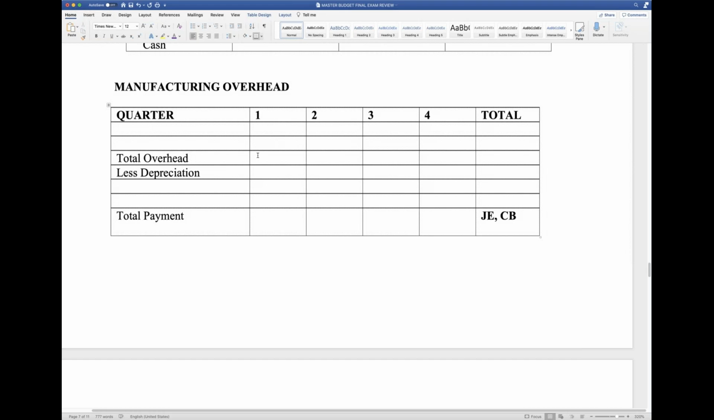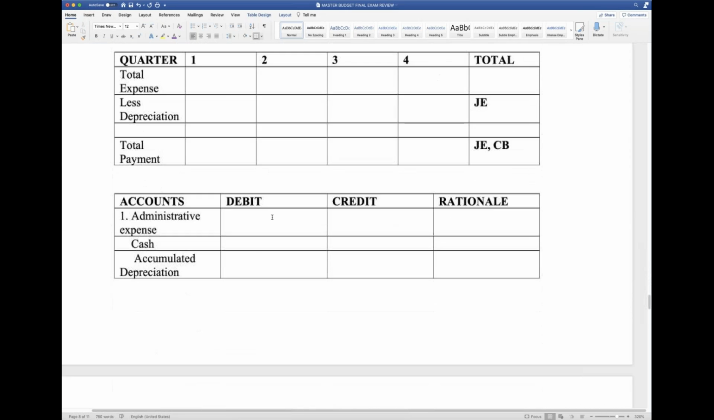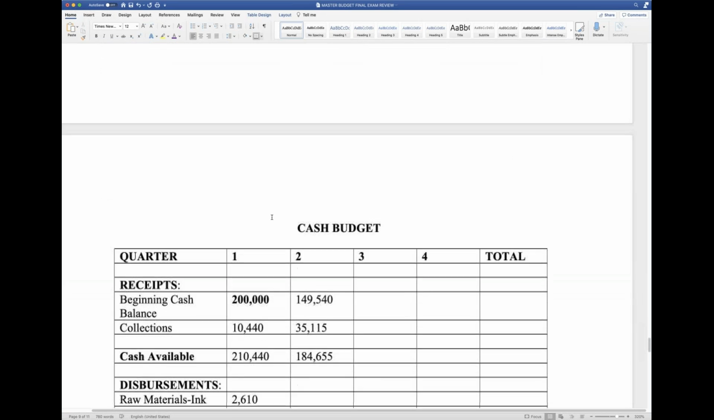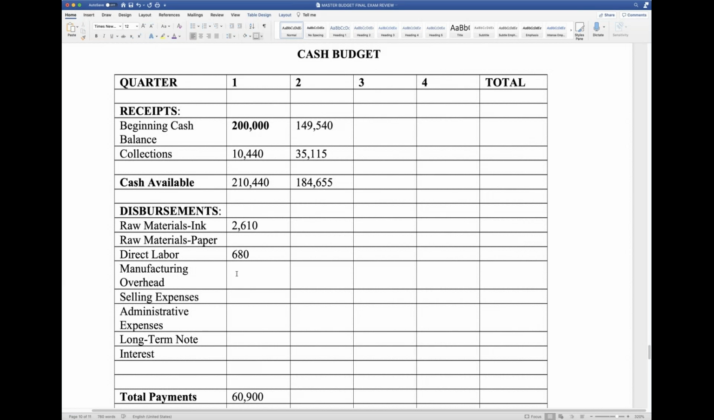The total manufacturing overhead was 25,000. I put 25,000 in, 25,000 per quarter. Yep. And depreciation was 10,000. So the total payment? 15,000. That's right. Okay. So we're gonna take the 15,000 and put it right here on the overhead.